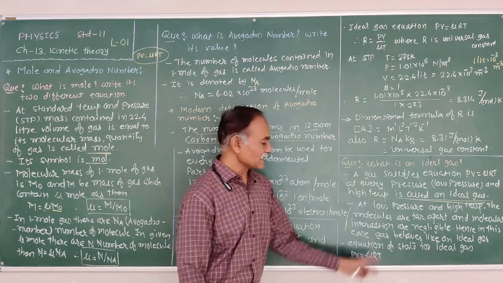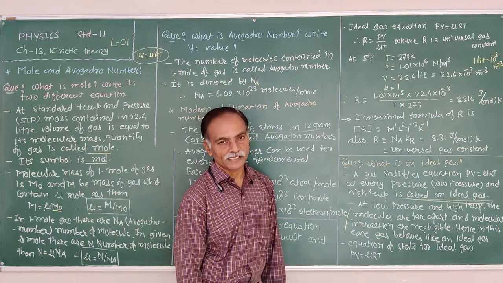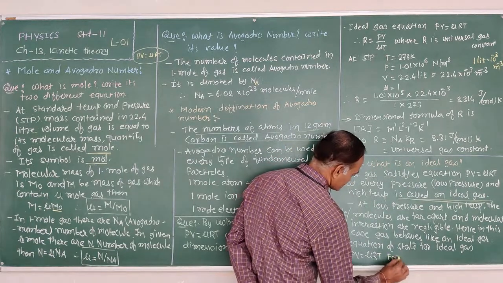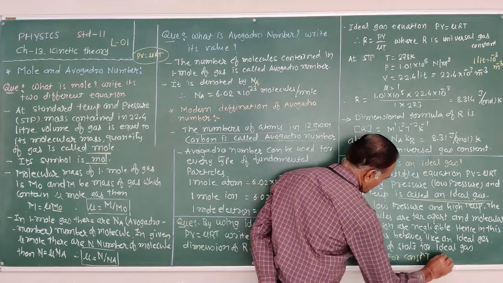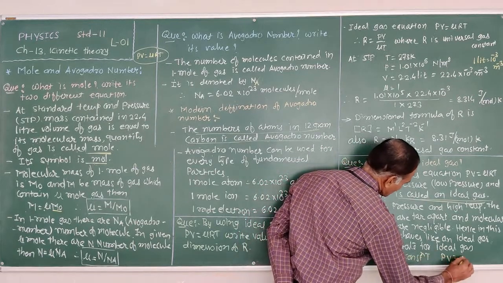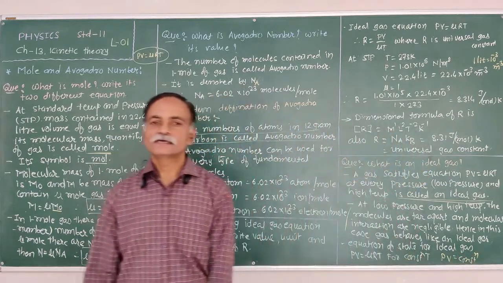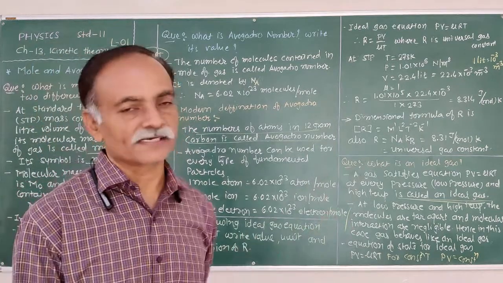The equation of state for an ideal gas is PV is equal to mu RT. For T constant, PV is equal to constant. At a given temperature, the product of the pressure and volume of an ideal gas remains constant.